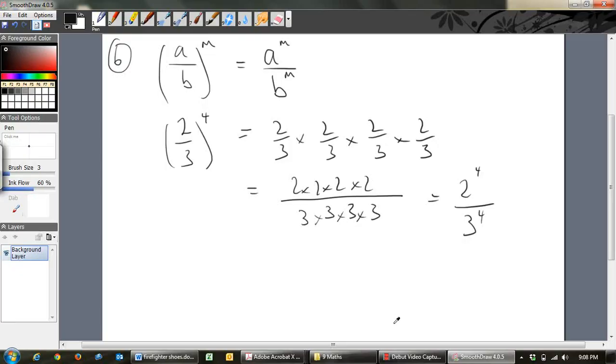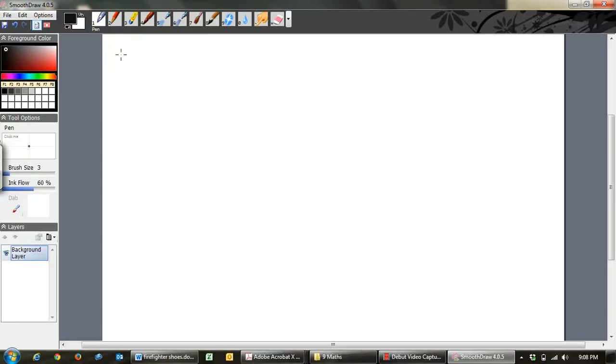Okay, so let's just crack on into an example. Let's do that exact example. 2/3 squared. What's that equal to? That's equal to 2 squared over 3 squared, which is 4 over 9. Nice and easy. Perfect. Let's do something a bit more exciting.